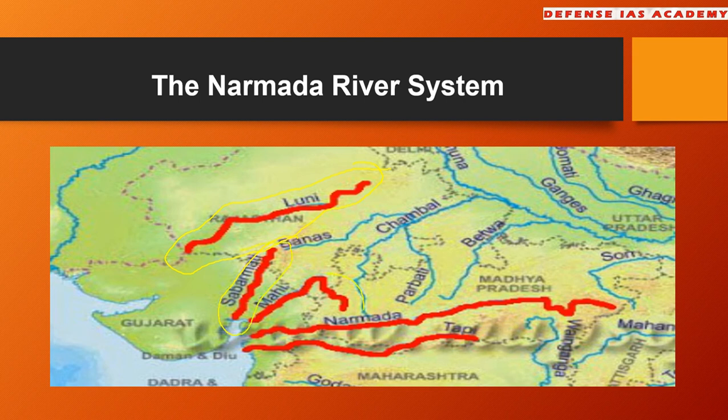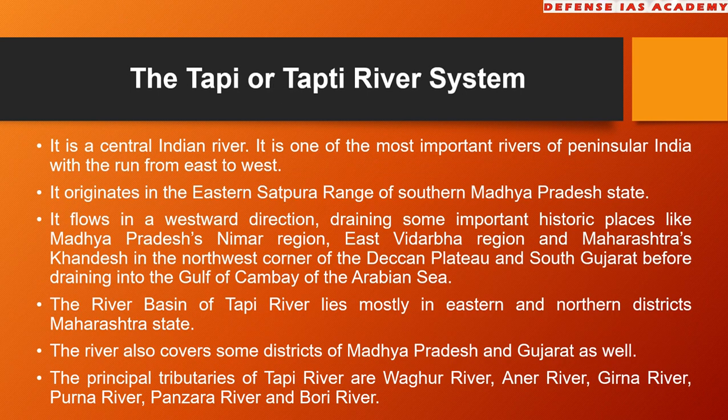The Narmada river system. This picture again shows the west flowing rivers of India. Here you have the Luni, which is a west flowing river. Then you have Sabarmati, that's another west flowing river. Then you have Mahi. Then you have, of course, the Narmada and Tapi. Among these, Narmada and Tapi are the two main west flowing rivers, so we talk more about Narmada and Tapi.